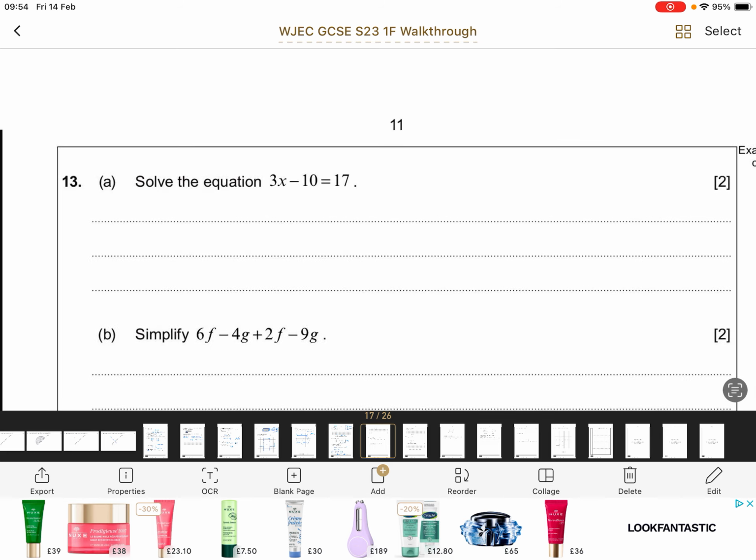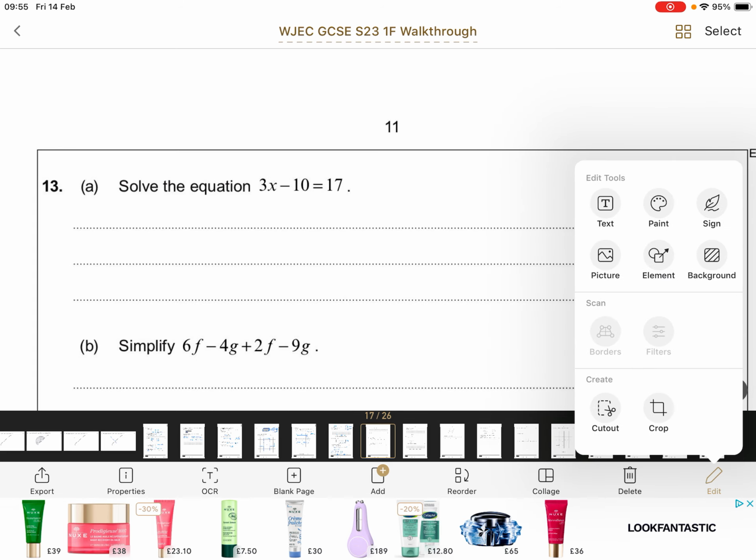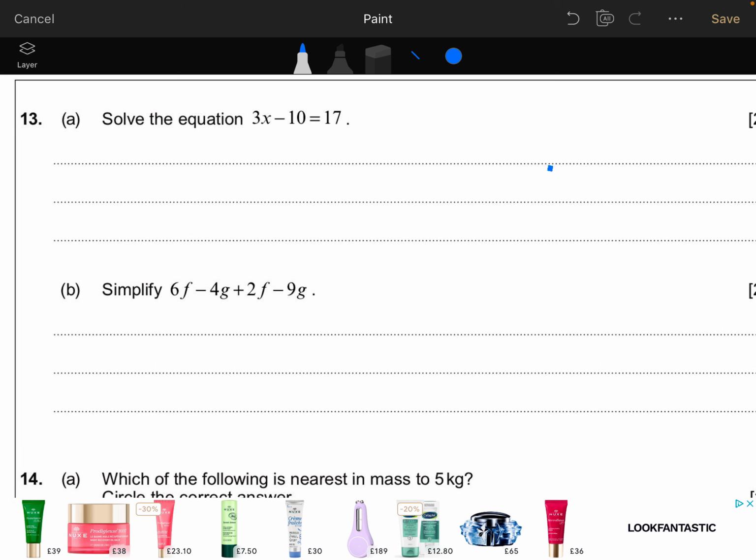Question 13. Oh, some more algebra here. Solve the equation 3x minus 10 is equal to 17. It's just rearranging the equation and trying to get down to what x equals. This is what solve it means. The first thing I'm going to get rid of is that minus 10. The opposite of minus 10 is add 10. That leaves just 3x on the left hand side, and then I've got to add 10 to the other side as well. That gives me 17 plus 10 is 27.